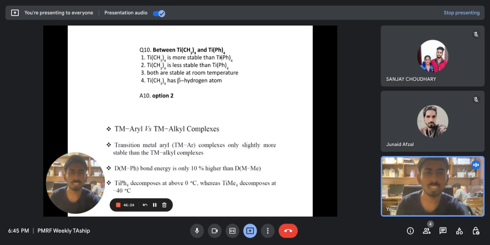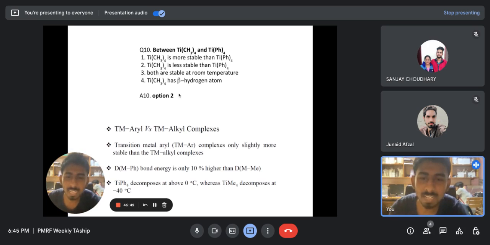That's why the electronegativity difference between titanium and this alkyl or aryl group is more in the case of TiPh4, not in the case of TiCH3. So there happens a development of several ionic character in the case of the TiPh4 moiety, not in the case of the TiCH3 moiety. That's why TiPh4 is more stable than TiCH3 whole 4.